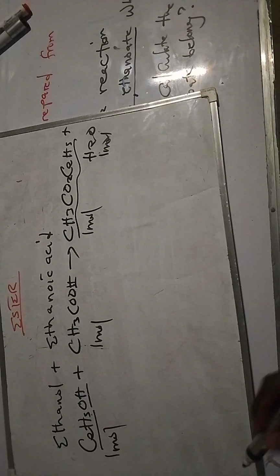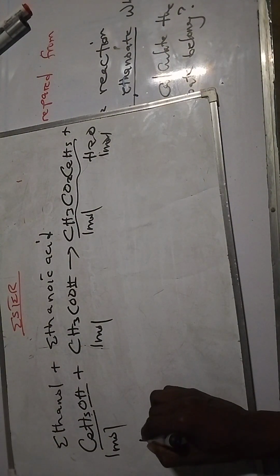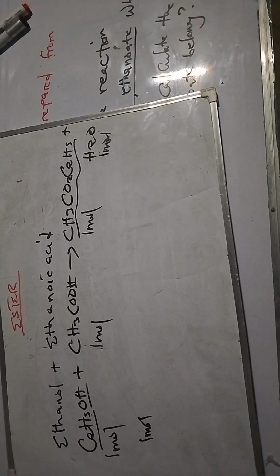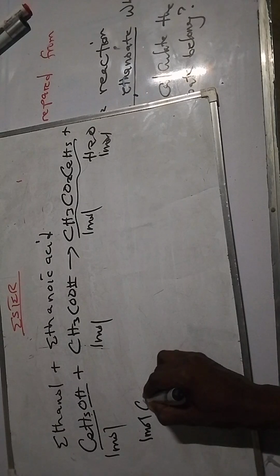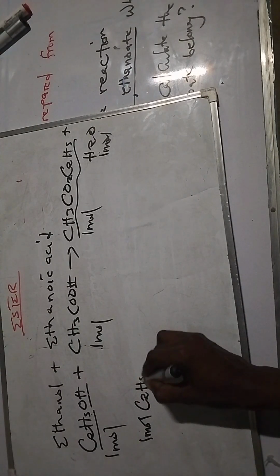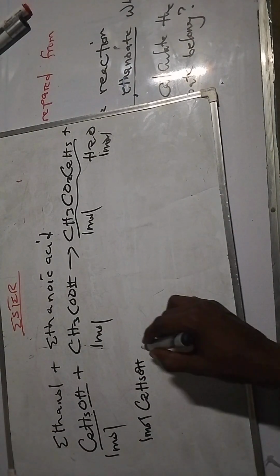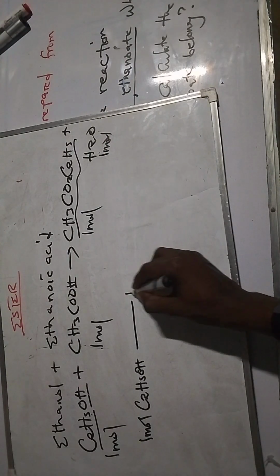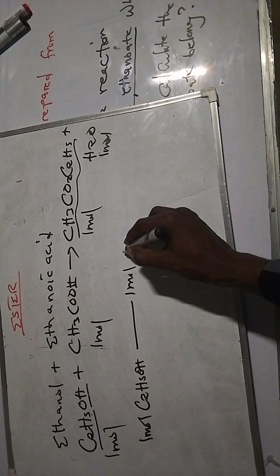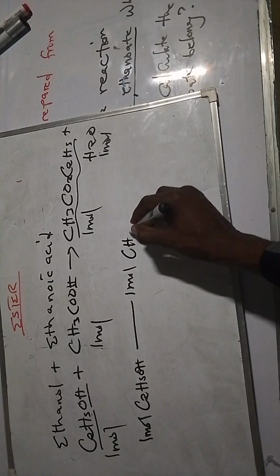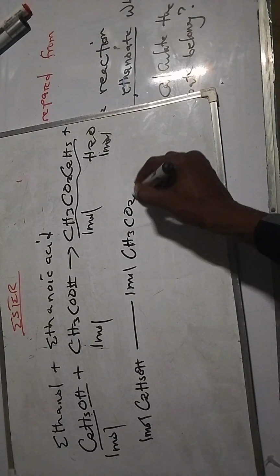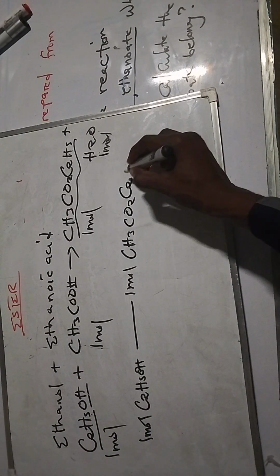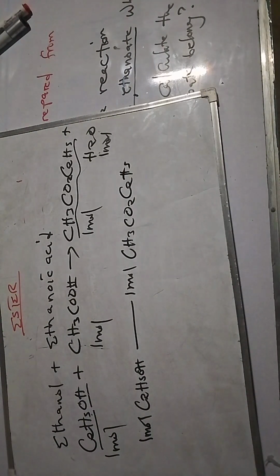Therefore, I'll say one mole of ethanol, C2H5OH, to one mole of CH3CO2C2H5. That is the first part to equate.